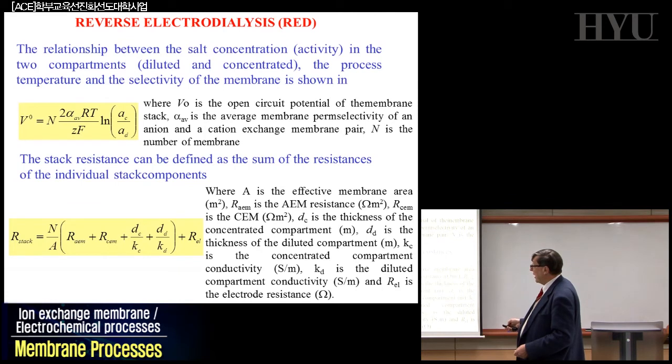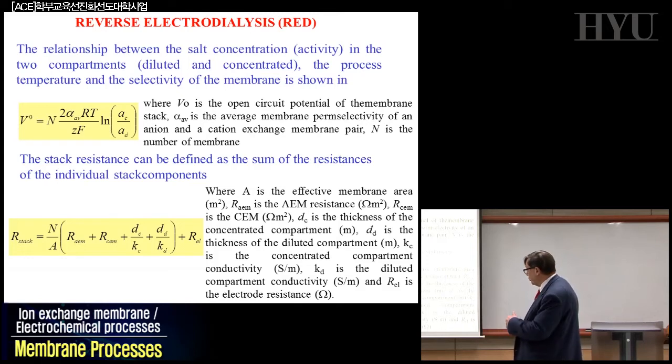You also have to consider the stack resistance, the resistance of all the different cells, the single compartments you are using. You have this kind of expression giving you the total resistance in the system, which includes the anionic and cationic membranes, and this is the effective area of your membranes. This R_AM is the resistance of the anionic, this the cationic, the thickness of the concentrated compartment, the thickness of the dilute compartment, etc., and the k's are the conductivities in the different compartments.